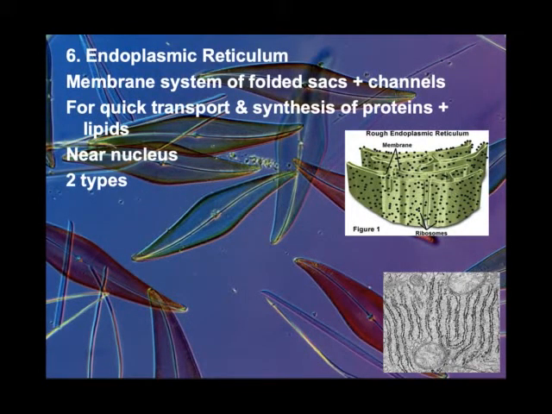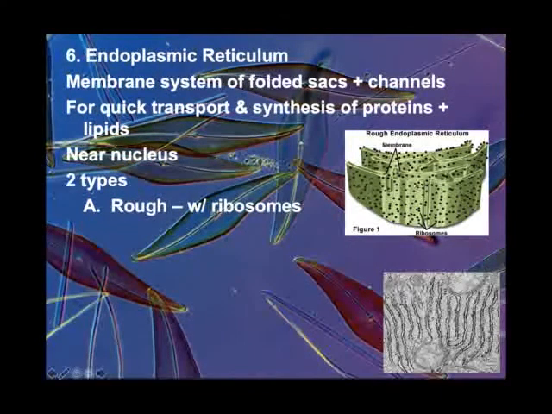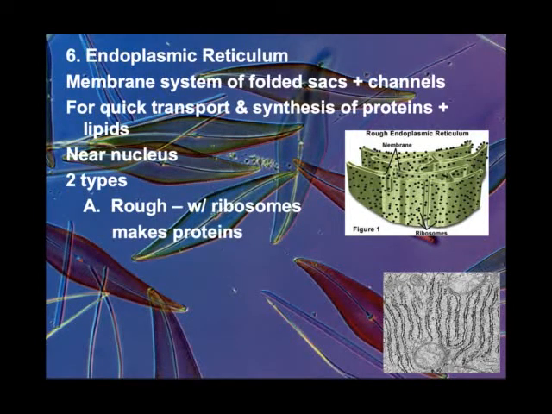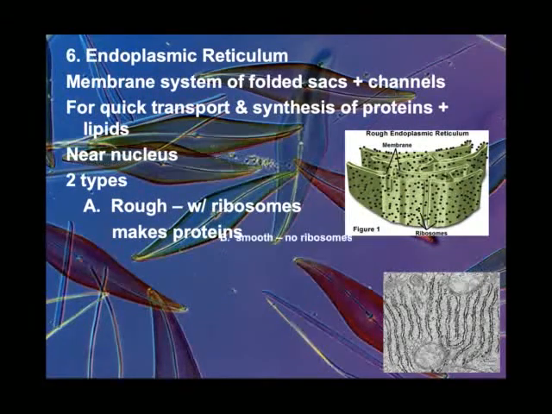There are two types of endoplasmic reticulum. The first type is rough endoplasmic reticulum, which has ribosomes, and you can see that here, all these little dots all over the place. That's the kind that deals with synthesis of proteins. So rough endoplasmic reticulum: transport and protein synthesis.